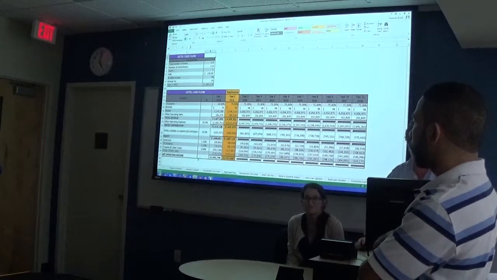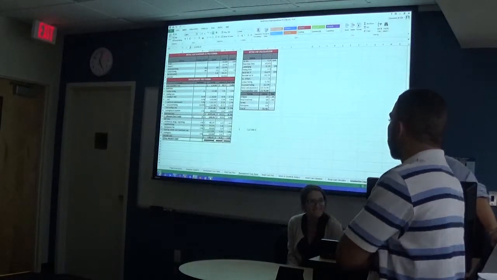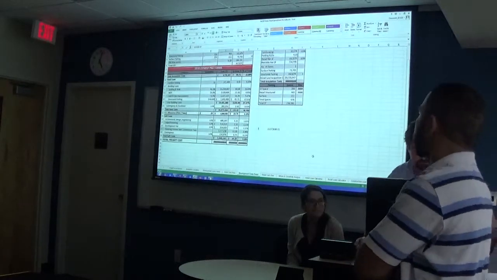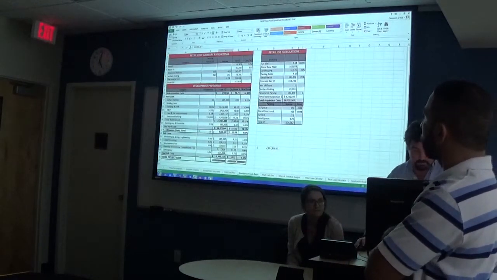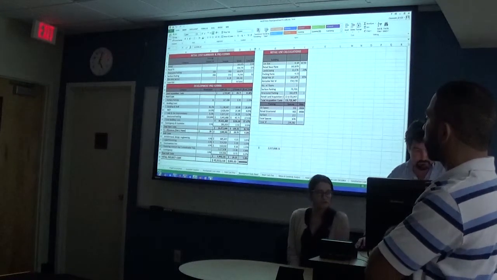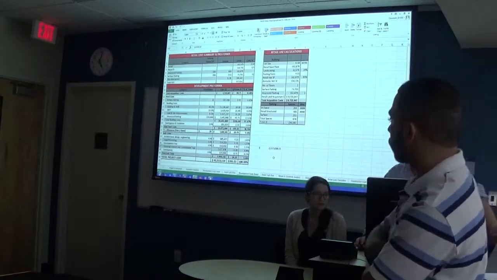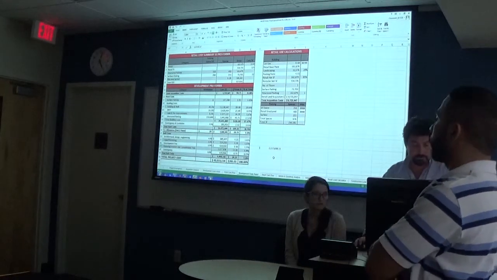rest of the list for that. This is the development cost for the retail and some of our assumptions that we're using. So total project costs are $261 a square foot.